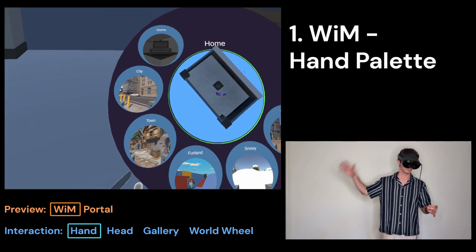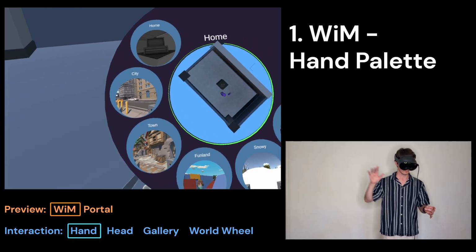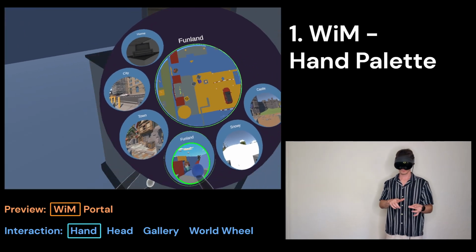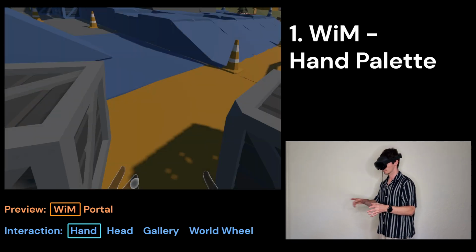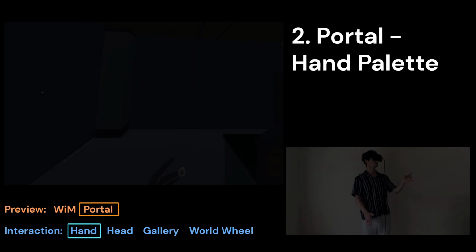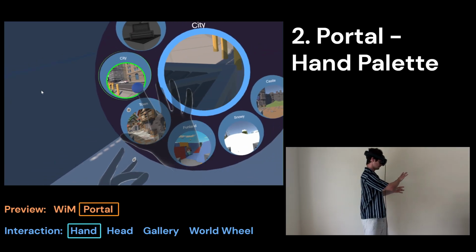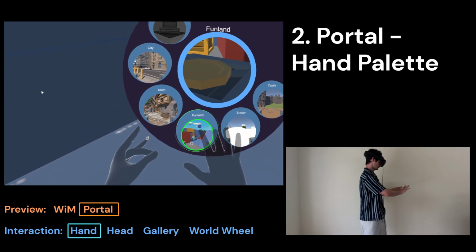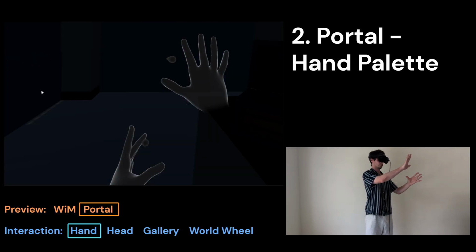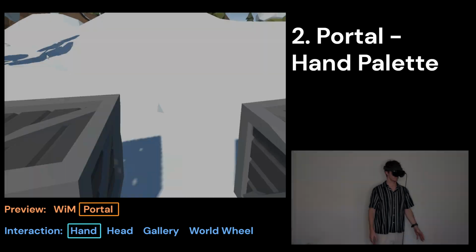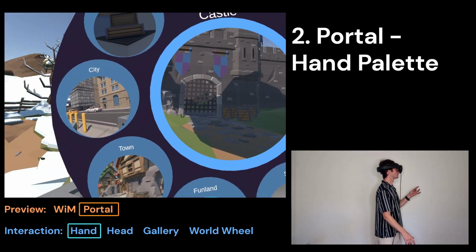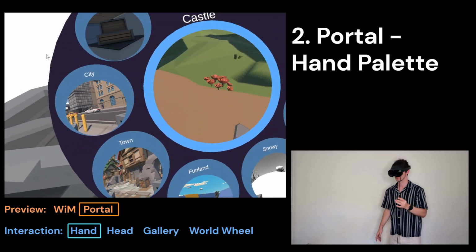The WiM contains an abstract avatar that tracks the user's movements. Combined with the miniaturized view, the user can use this to see how they will be oriented with respect to the environment after they transition there. The portal provides a live, first-person preview of the selected world. The user can hold up the hand palette like a magnifying glass and move around to preview different parts of the world.